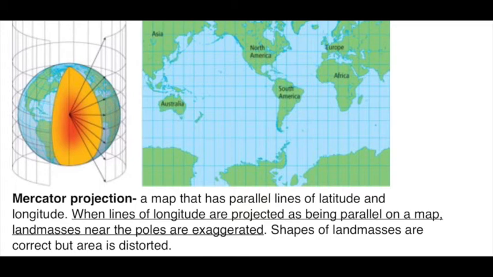And Mercator is going to have the shapes of the land masses rather accurate, but the masses are going to be a little distorted as it gets towards, say, Greenland or Antarctica, where it's farther away from the equator.